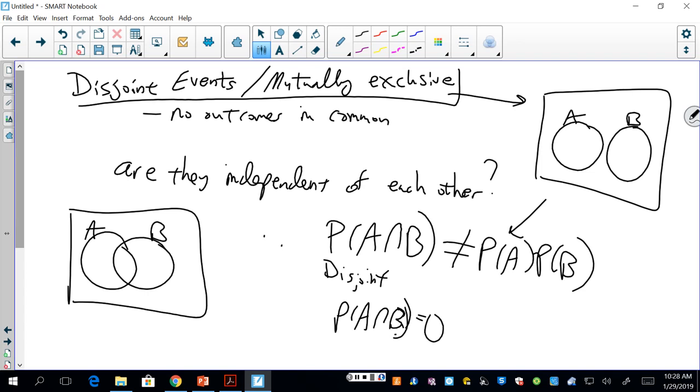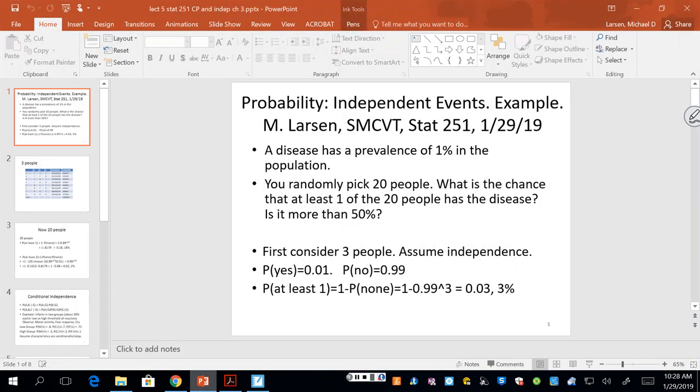Let's look at the handout a little bit for some more examples. So the handout today begins with this first example. If a disease has a prevalence of 1% in the population, and you're going to pick, say, 20 people, what's the chance that at least one of these people has the disease? Is that probability more than 50%, or how high is it? If the disease is independent across different people, we can try to answer these problems. But first, it's easier to consider three people, assuming they're independent.